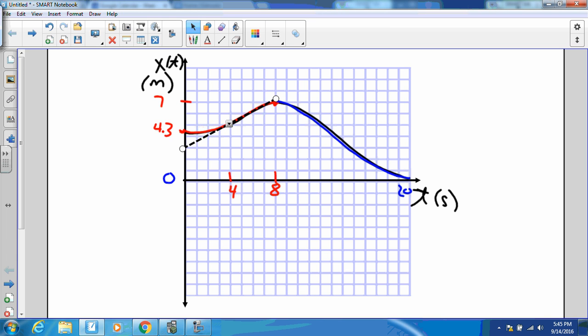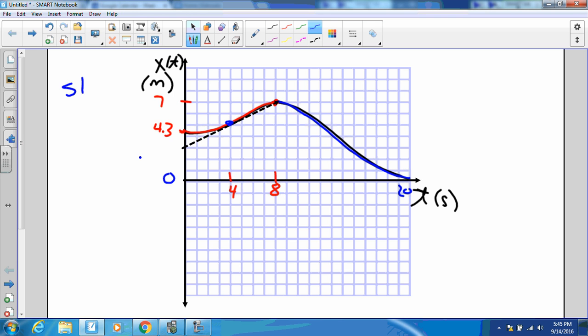Now there's going to be a little bit of subjective difference of opinion between different people's tangent lines. So somebody might draw a tangent line a little bit more like this at t equals 4. And some people might draw a tangent line that is a little bit more or less slopey right there. So drawing the tangent line only gives us an approximate answer.